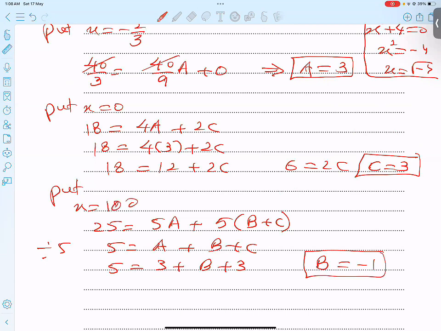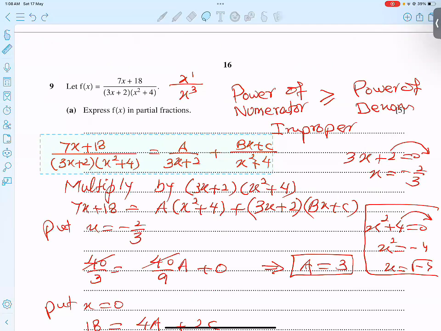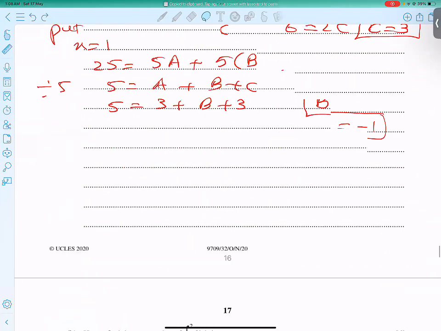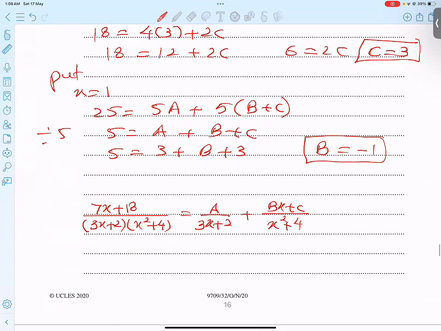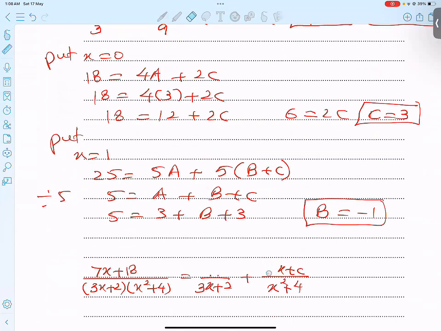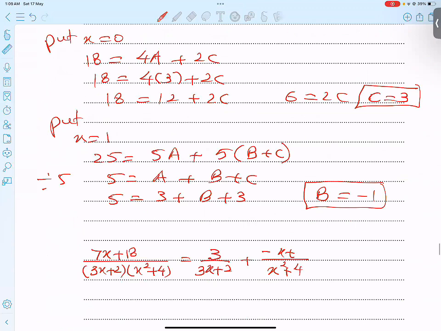Even if you plug in 100, you get the same answer, no change. You can test it, okay? I plug back into the equation and see what I finally get. Look here, students. I take this whole copy, paste it here, and replace the a, b, and c values. The a value is 3, the b value is negative 1, or minus x, and the c value is 3. I hope the concept is very clear, and we have done it. First part complete, partial fraction done.